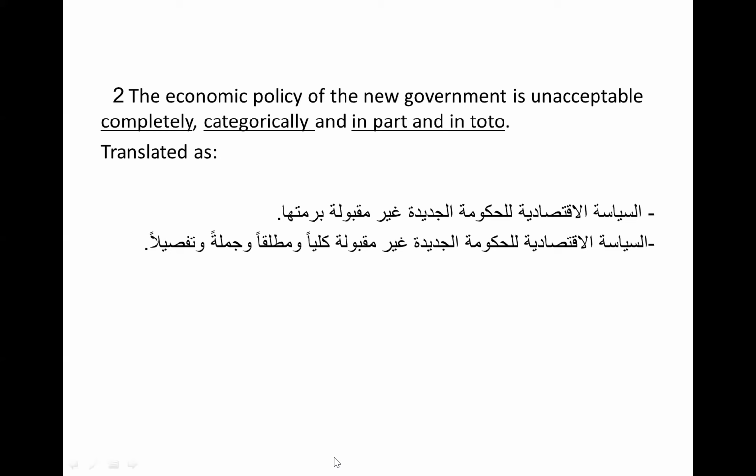The second example: the economic policy of the new government is unacceptable, completely, categorically, and in part and in whole. The three expressions, completely, categorically, and in part and whole, can be considered as alternatives, and they can be replaced by one of them by saying السياسة الاقتصادية للحكومة الجديدة غير مقبولة برمتها.